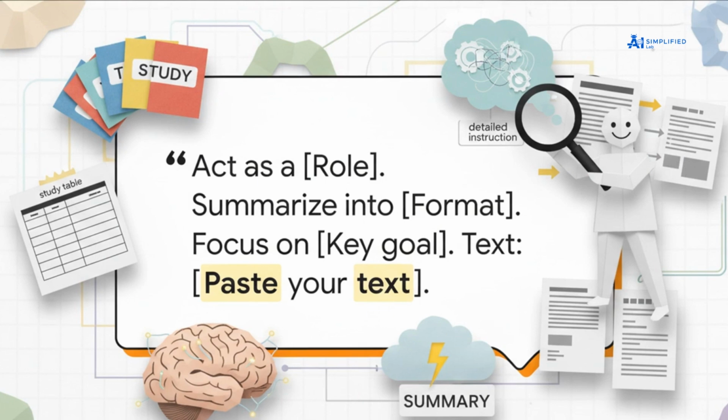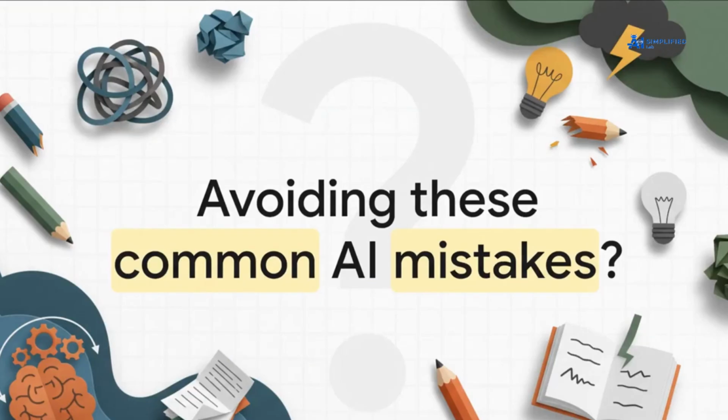Now, this is probably the most important part. The quality of the summary you get out depends completely on the quality of the instructions you put in. Don't just paste some text and say, summarize. You have to be specific. Use a template like this one. Tell the AI what role to play, like act as a helpful biology tutor. Tell it the format you want. Maybe you want bullet points or a set of flashcards. And tell it your key goal, like focus on the main vocabulary terms. Giving it these details makes all the difference in the world.